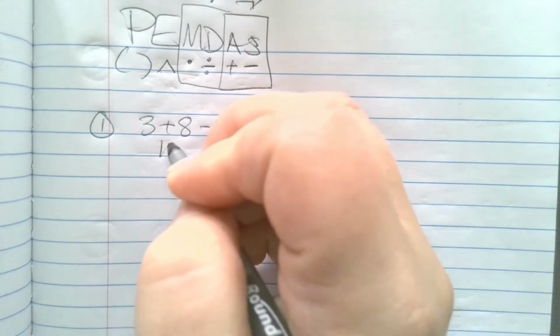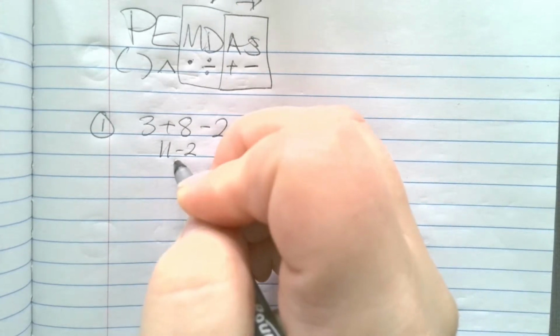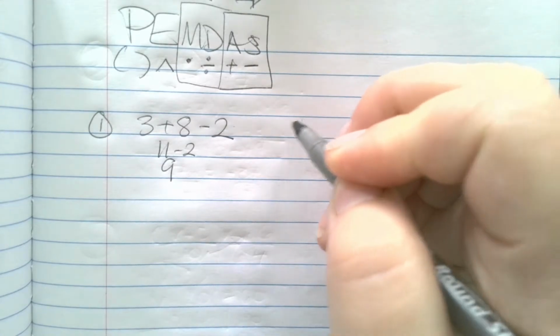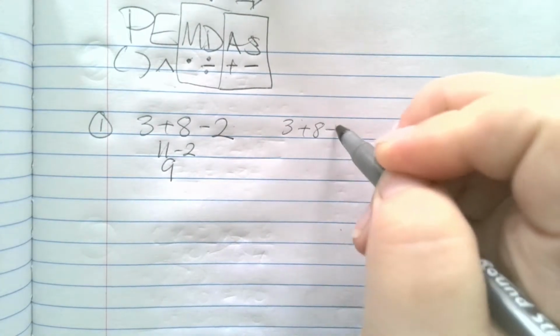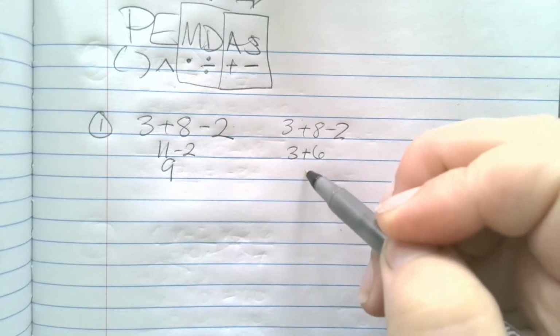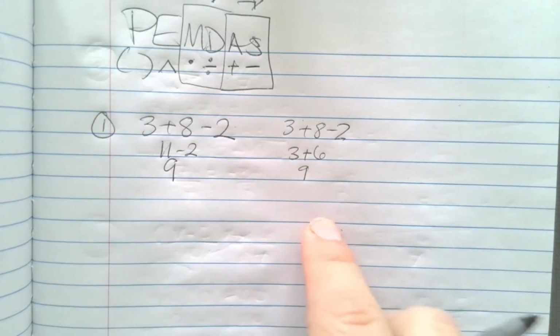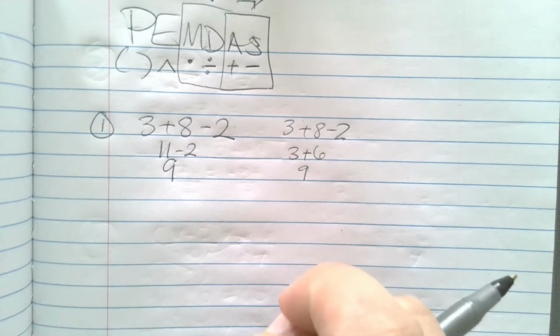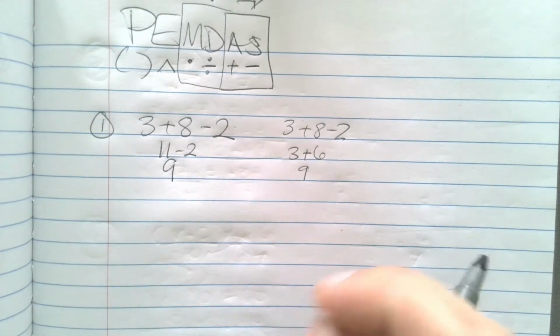11. Take away 2. Now if we did it the other direction, what's 8 take away 2? 6. What's 3 plus 6? 9. See how it doesn't matter if we do addition or subtraction first. It just matters that we can count.